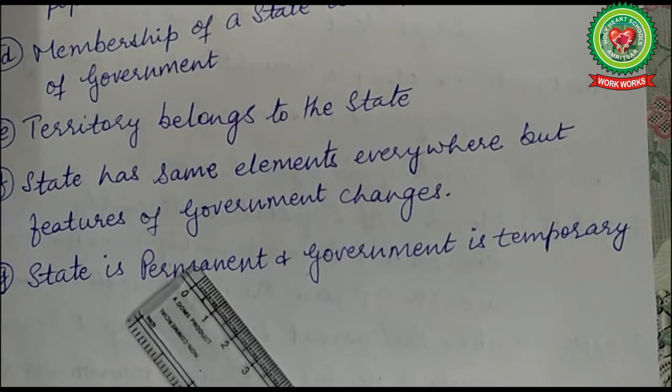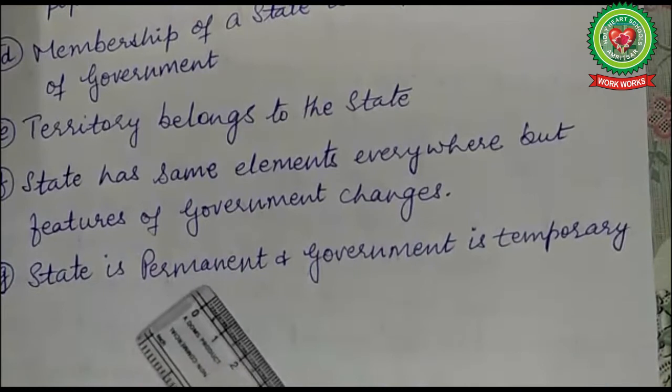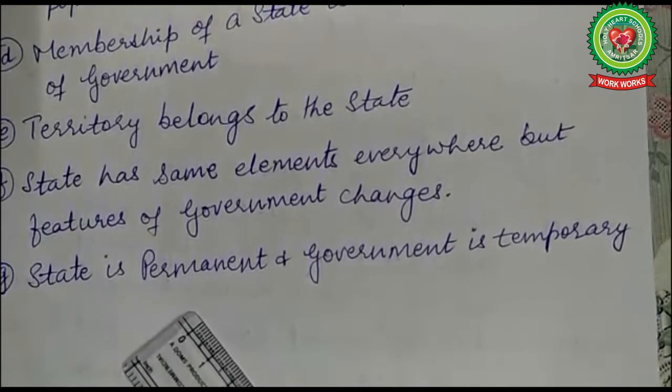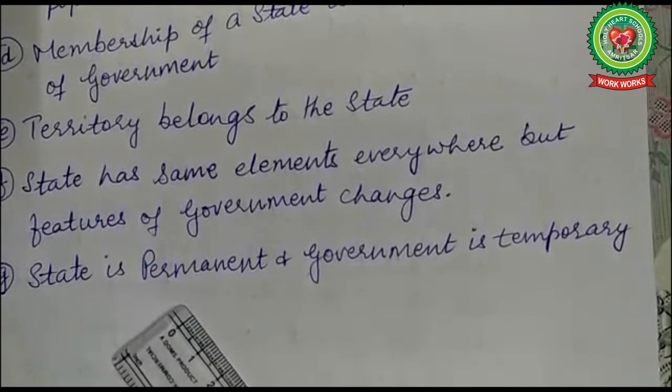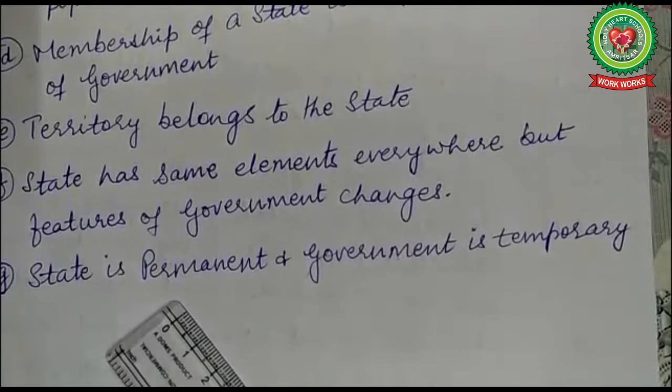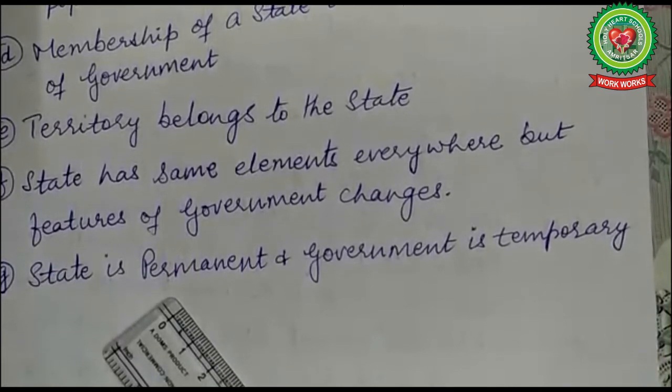Now I will talk about the last difference between state and government, that state is permanent and government is temporary. India got independence in 1947 and the Indian state was formed. After that, since 1951, regularly elections are held after every 5 years. But it's not sure each government completes its 5 years tenure. There have been many examples when Lok Sabha was dissolved before 5 years.